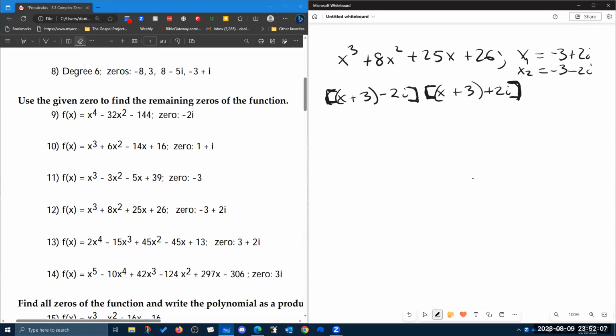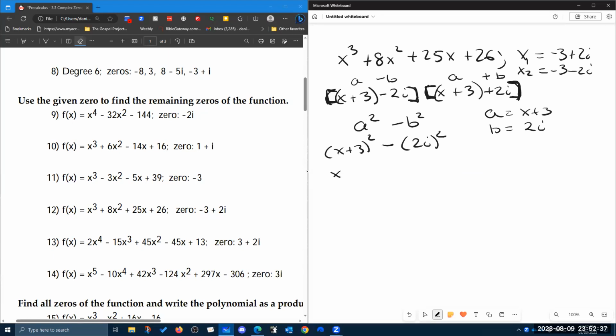So you see the innermost set of parentheses there. And I'm going to treat this like it's a minus b, a plus b, which is going to turn into a squared minus b squared, where a is equal to x plus 3 and b is equal to 2i. If I square x plus 3, and I square 2i, this is going to be x squared plus 6x plus 9 minus, that's going to be a negative 4.